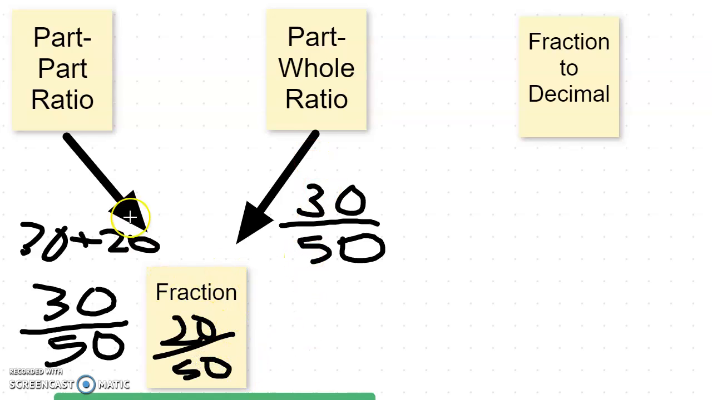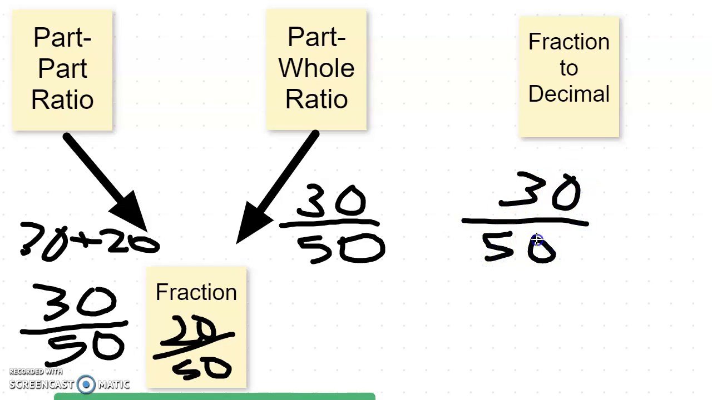Now that we've looked at how to convert a ratio into a fraction, I would now like to talk about how to convert a fraction to a decimal. To convert a fraction to a decimal, we take the numerator and we divide it by the denominator, the top number divided by the bottom number.